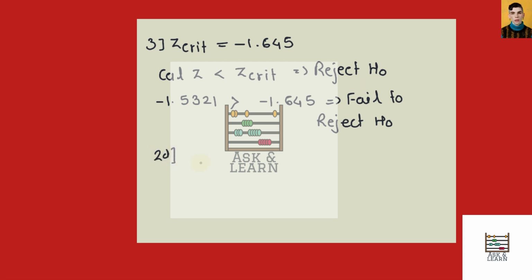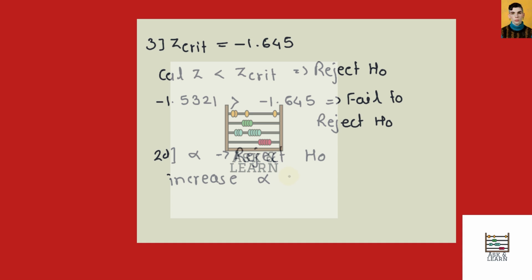Next part, 2D. We are asked to give a level of significance alpha so that we would come to the opposite conclusion for the given test. For alpha equal to 0.05, we are failing to reject the null hypothesis. In order to reject the null hypothesis, we need the calculated Z less than the Z critical value.